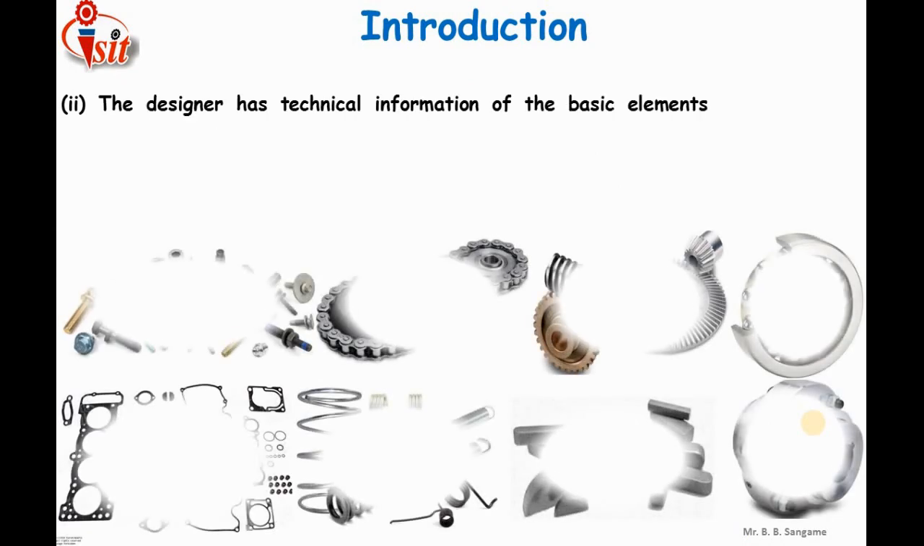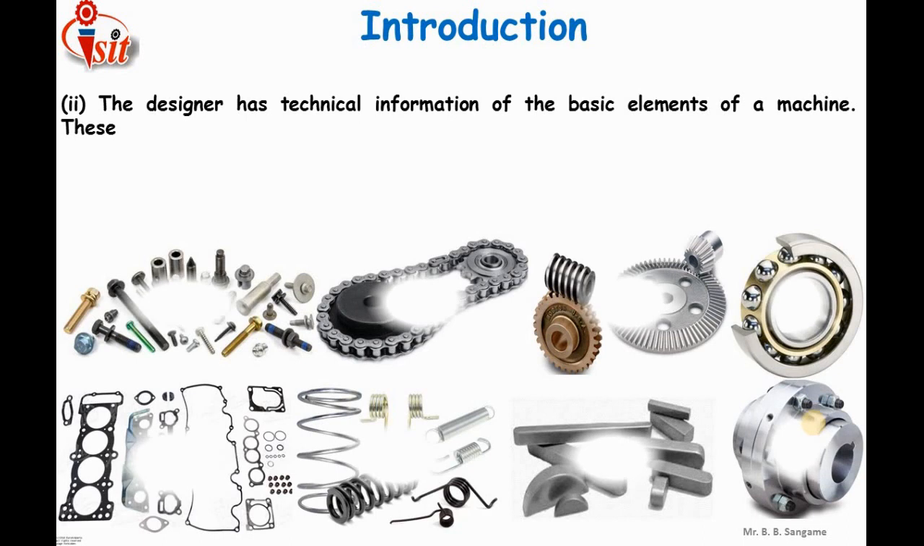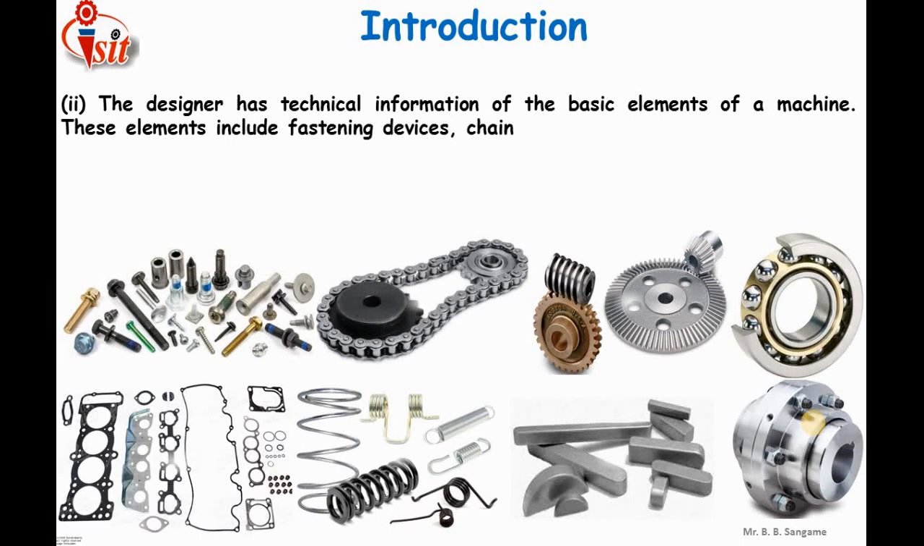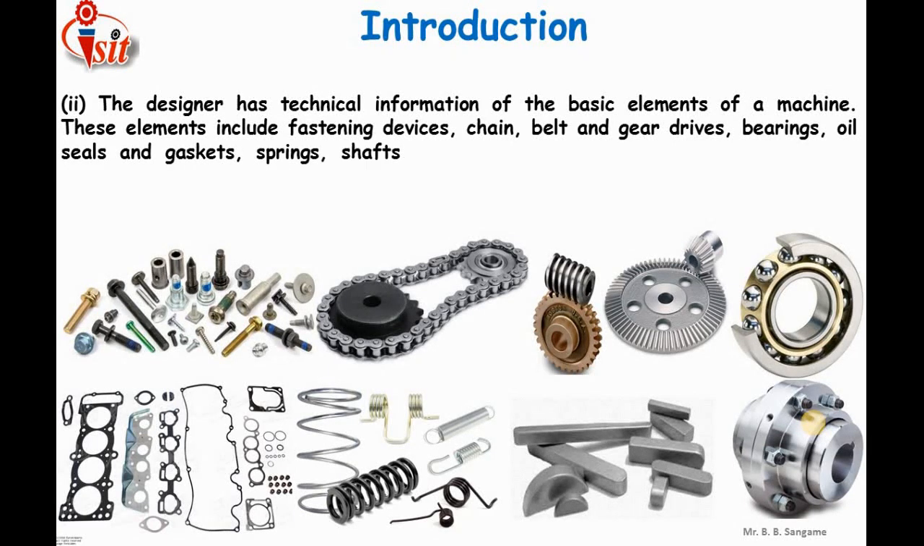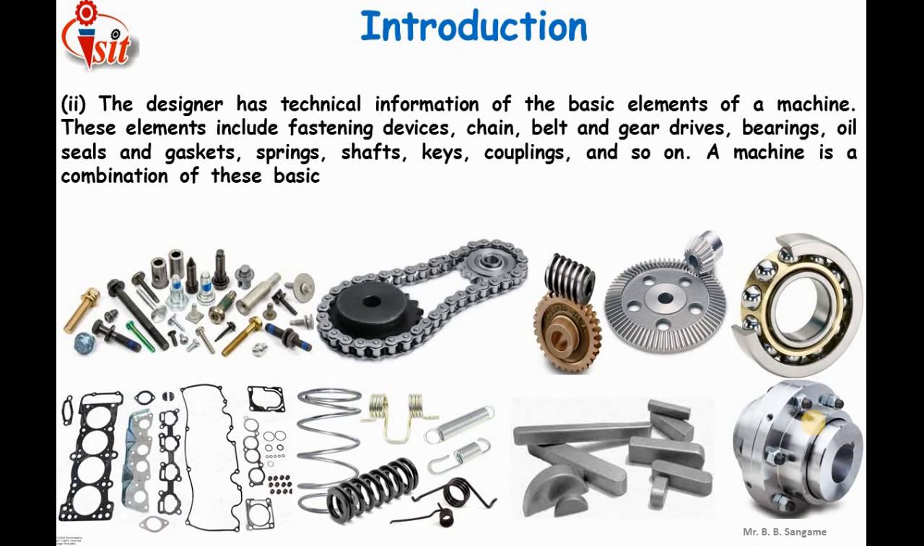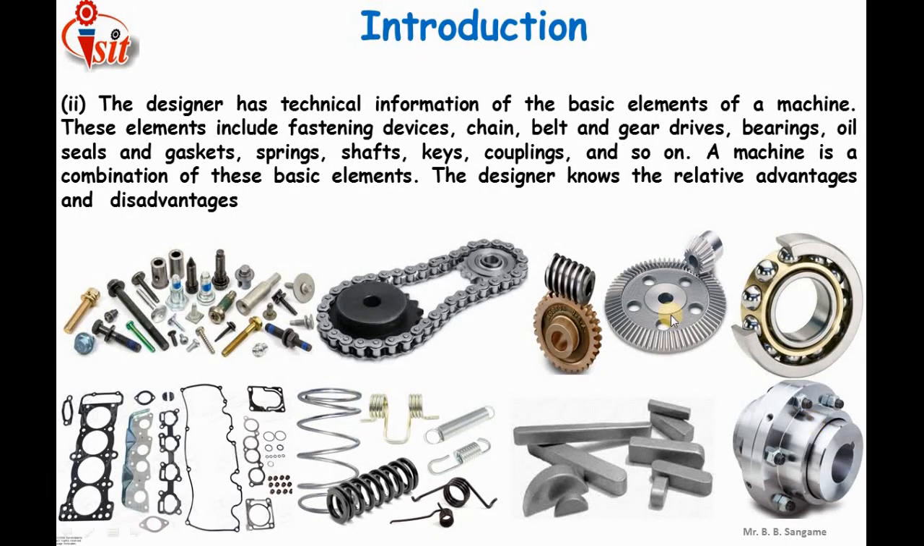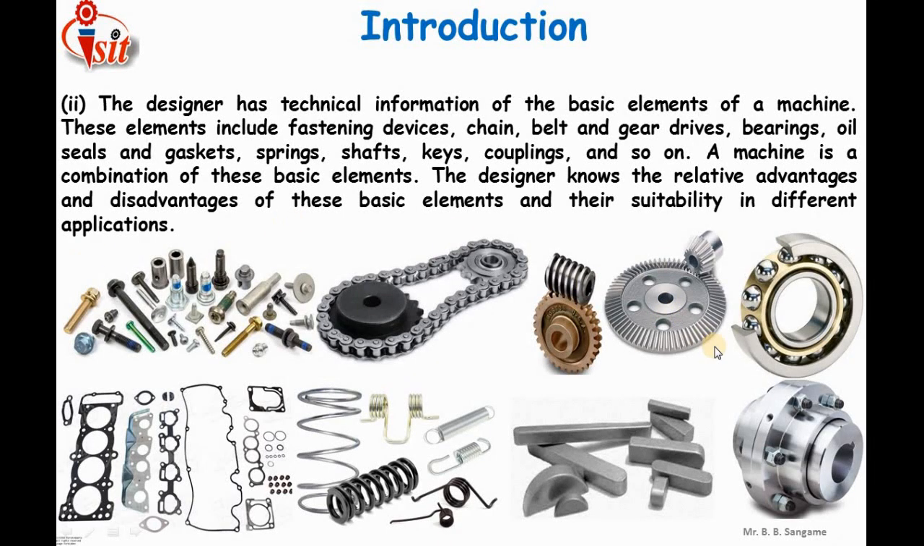The designer should have technical information of the basic elements of a machine. Obviously most machines include basic elements like fastening devices such as screw, nut, bolt, etc., chains, belts, gear drives, bearings, oil seals, gaskets, springs, shafts, keys, couplings and so on. So a machine is the combination of all these basic elements. The designer should know the relative advantages and disadvantages of these basic elements and their suitability in different applications.